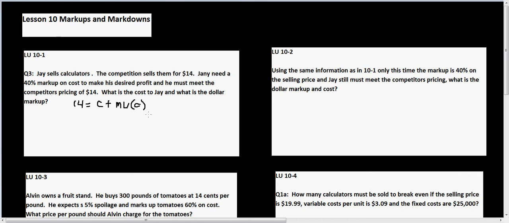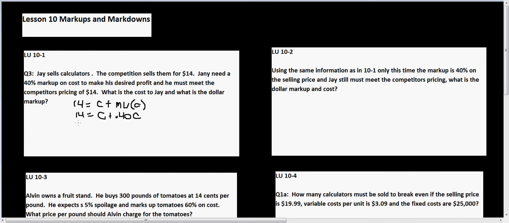Well, we know that $14 here is equal to, let's plug some numbers in here, cost plus the percent markup, which is 40%. Now remember, 40% is 0.40 and not 0.04. And that gets applied to the cost. All right, how do we further simplify this?